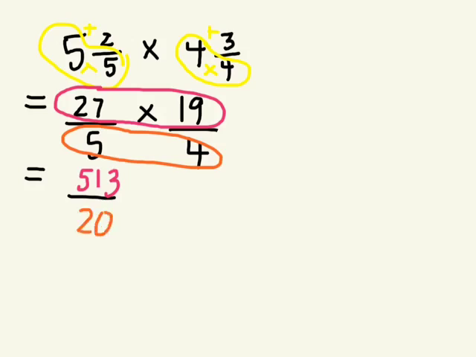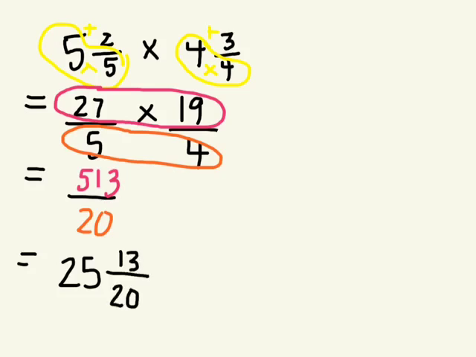So we need to turn this into a mixed number. 513 over 20 is the same as 513 divided by 20. So let's figure out how many times does 20 go into 513. 26 times. I meant to say 25 times because 25 times 20 is what? 500, right? So how many do I have left over from 513? 13. We have 13 left over. Good.